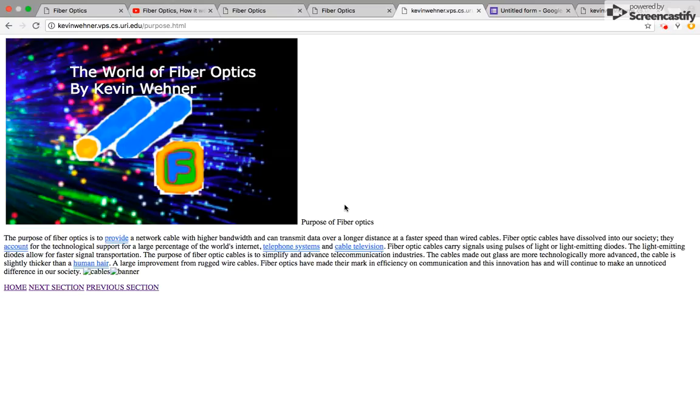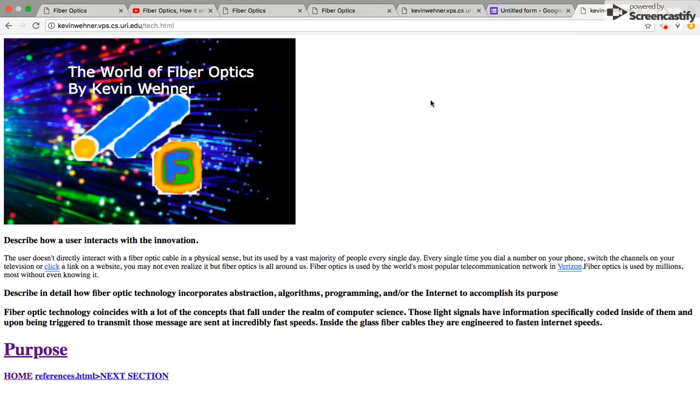Now taking a look at the purpose section. The purpose of fiber optics is to provide a cable network with higher bandwidth that can transmit data over longer distances at faster speeds. Fiber optics makes it easier for the telecommunication industry to operate.